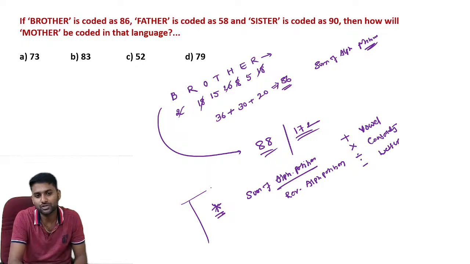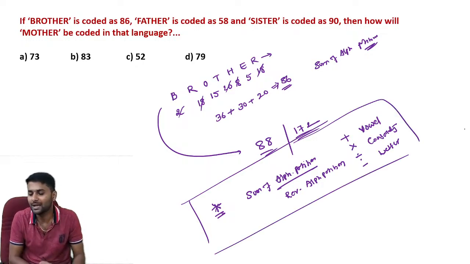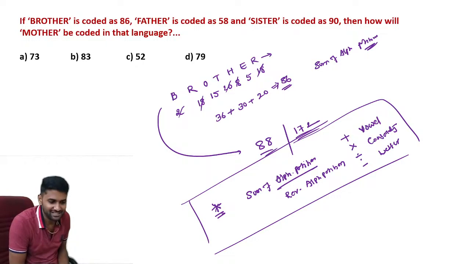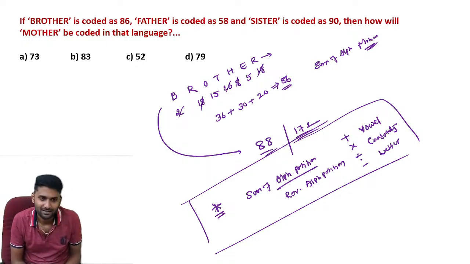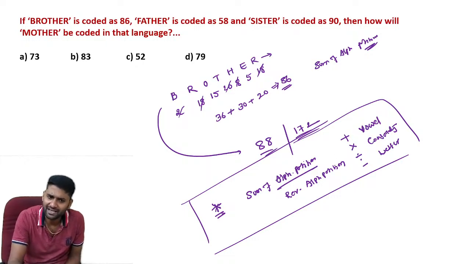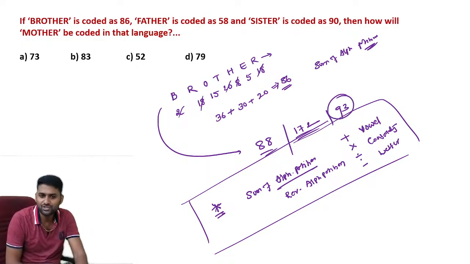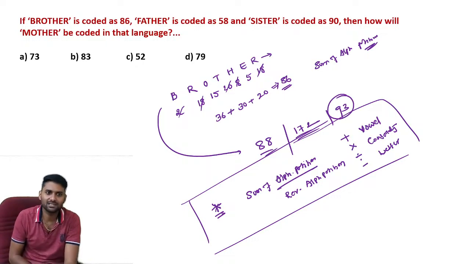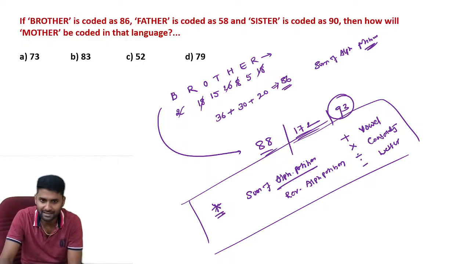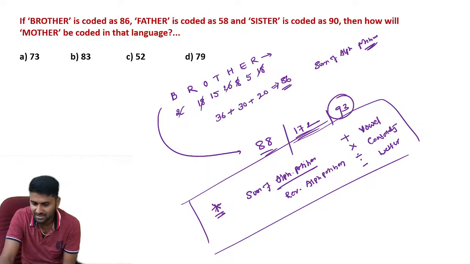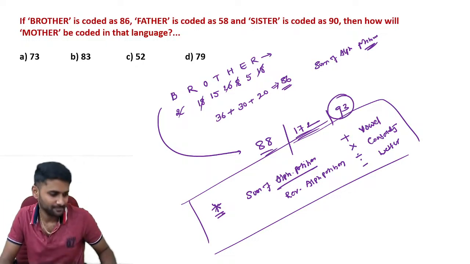So don't forget this logic, one of the most important logics in the number coding concept. Is it clear? Guys, they're using different numbers, 88 or 172, or you can expect 90, 93 also. 93 is the sum of alphabetical position plus number of letters. See, brother carries 7 different letters. Those 7 letters are added to the sum of alphabetical position. So are you clear with this logic, guys? Hope you understand the concept.